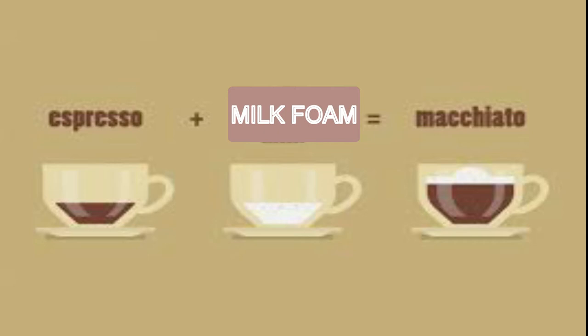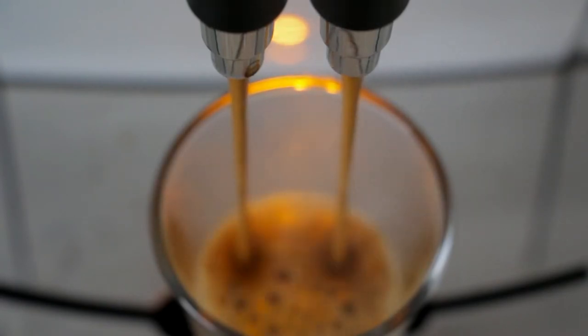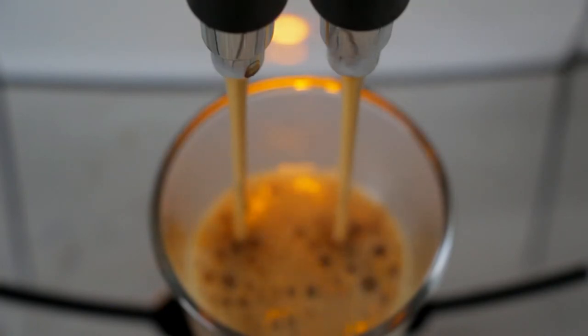Macchiato is with milk foam and flat white is with milk. When you're adding milk foam, it doesn't become very light. It's stronger than flat white and lighter than americano.